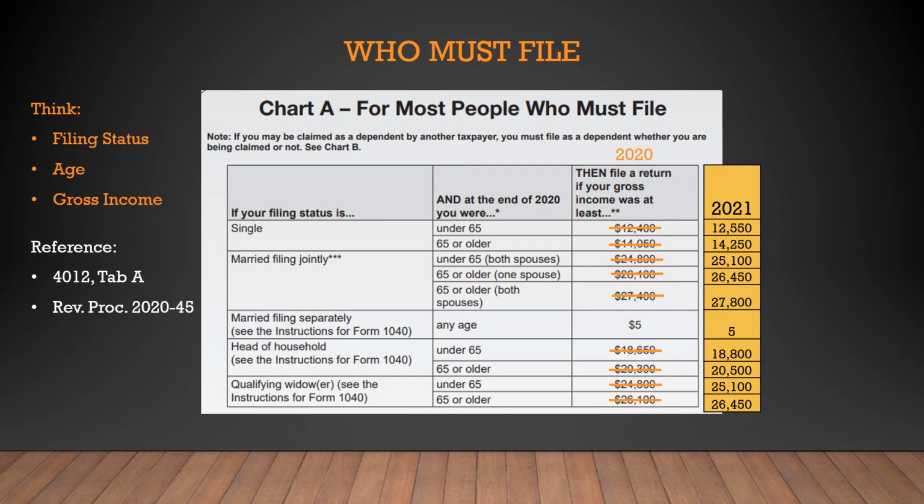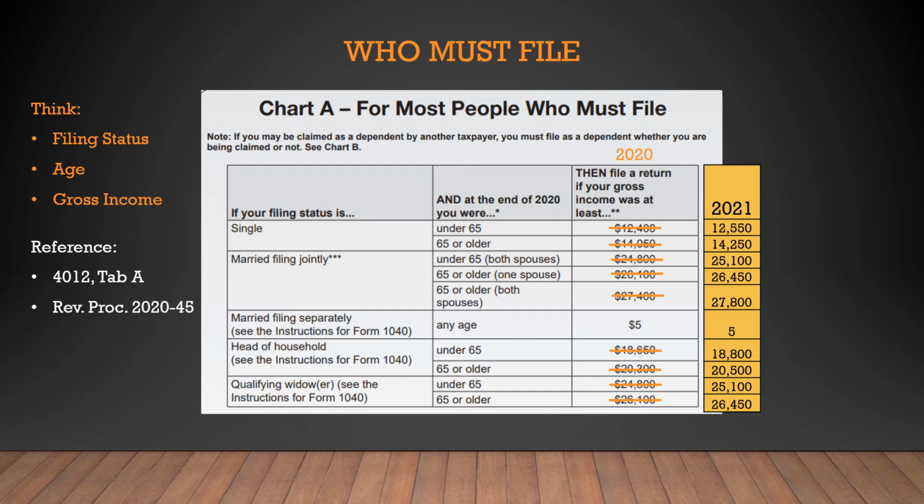If we follow the chart, you can see that a single taxpayer who is under the age of 65 will have a filing requirement if their income is at least $12,550. If their income is $12,549 or lower, they would not be required to file.